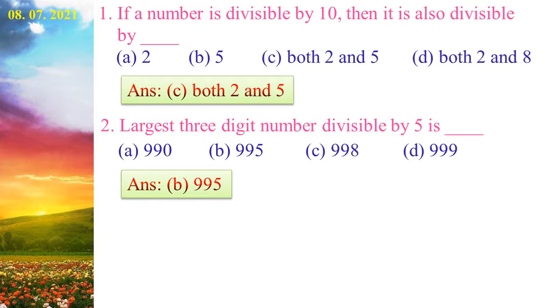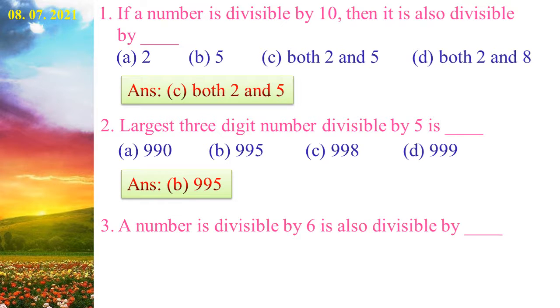995. The divisibility rule of 5 is a number is divisible by 5 if its ones digit is 0 or 5. Here, two numbers are divisible by 5. The numbers 990 and 995 are divisible by 5. But from these two numbers, 995 is the largest number. So, option B is correct.